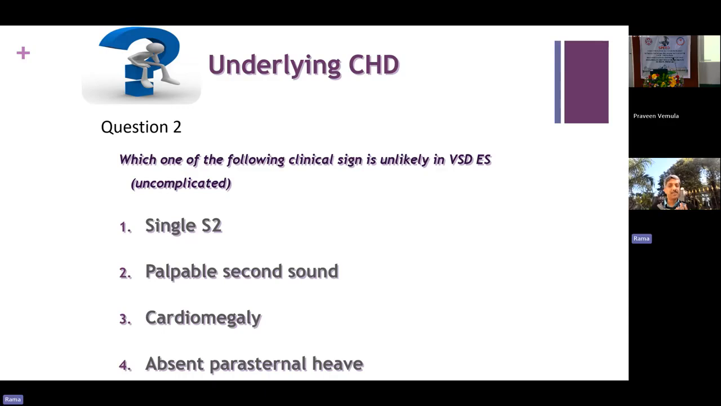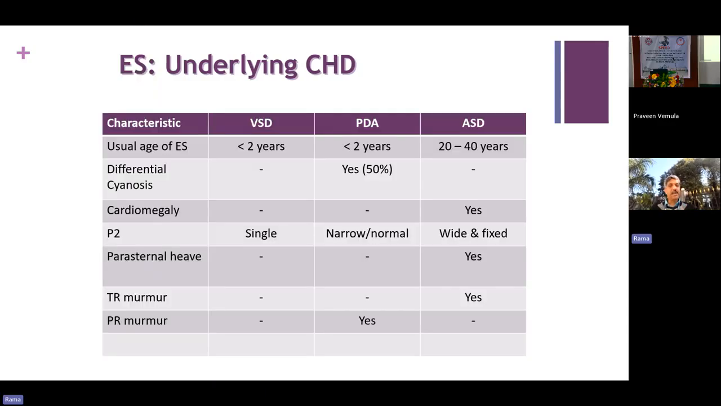Not likely in a VSD Eisenmenger. So you're right, that is cardiomegaly. This is a very important table. The usual age of Eisenmenger is generally 2 years in VSD and maybe 1 to 2 years in PDA and 20 to 40 years in ASD.